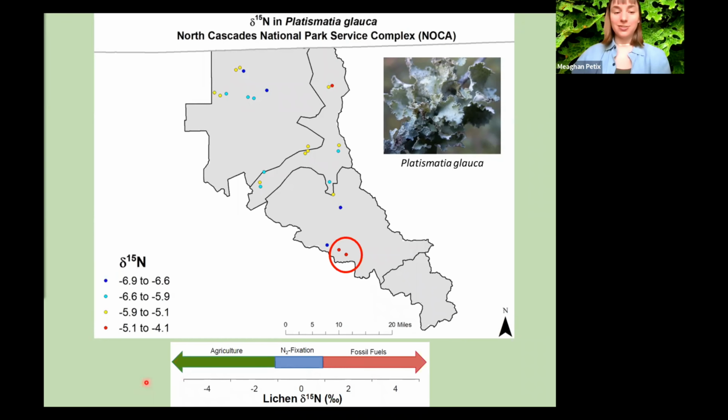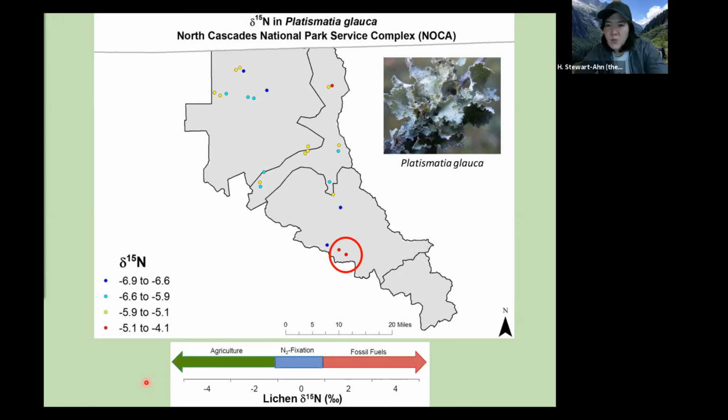As Heather can attest to, there's definitely different plots where we sampled where there is way more biomass of cyanolichens, so to see how those plots differ from other areas where cyanolichens might be absent, such as in higher elevation areas. Thanks.